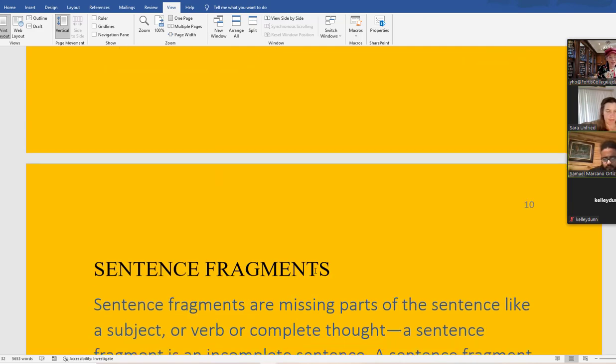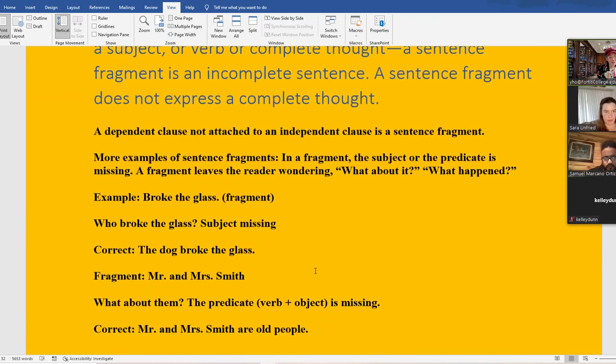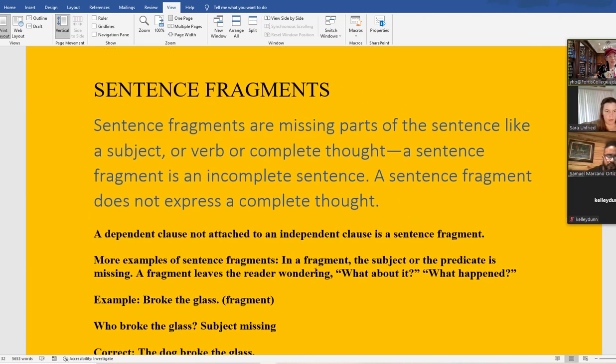Okay. So the last part of this is sentence fragments. Sentence fragments are missing parts of the sentence, like if the sentence is missing a subject, verb, or complete thought. Kind of like the dangling modifiers, we're missing the subject. A sentence fragment is an incomplete sentence. A sentence fragment does not express a complete thought.